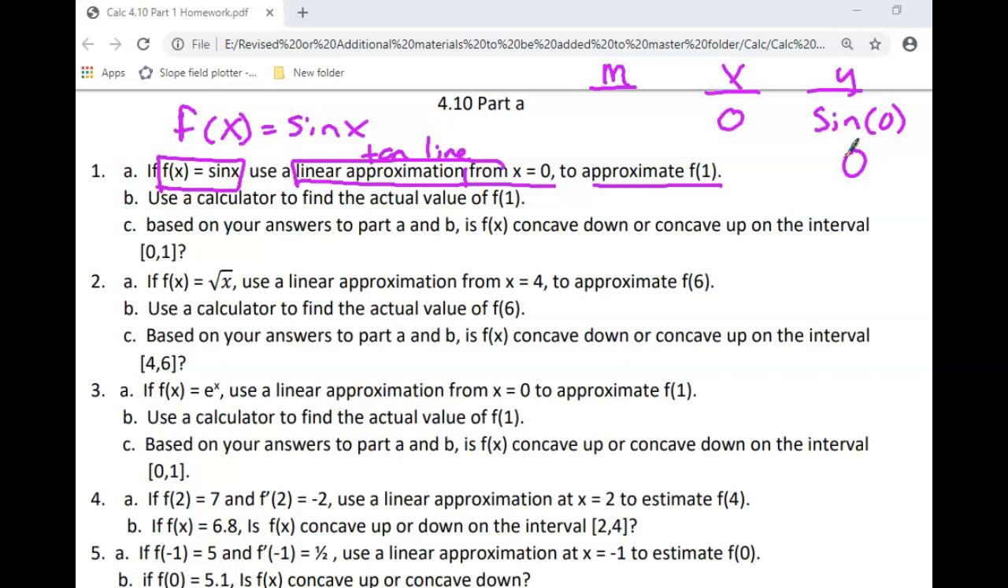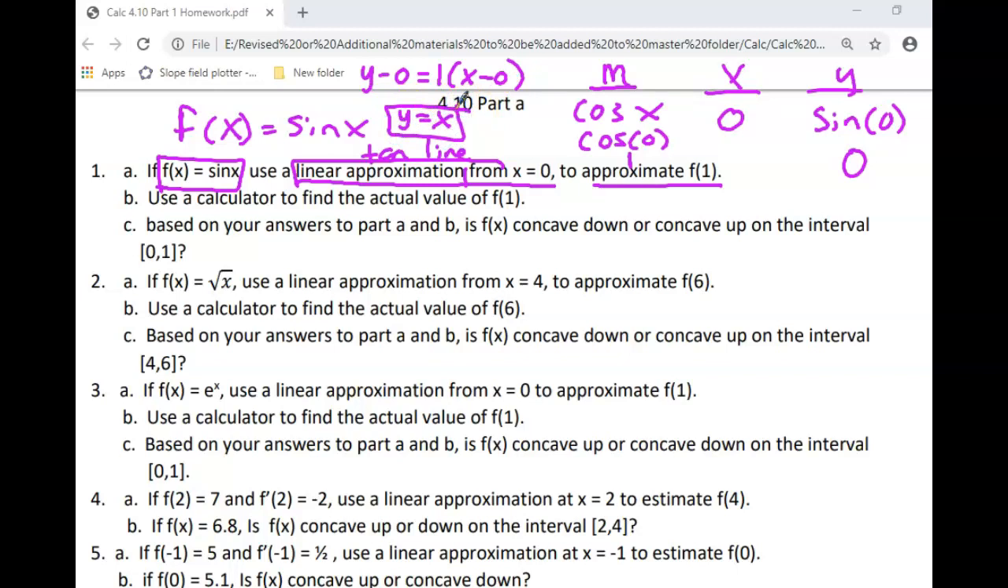Now how can I find my slope? Derivative. And then we plug in 0, which is, now we got 1, right? So what would my tangent line be? Which would just be y equals x, right? So there's my tangent line.